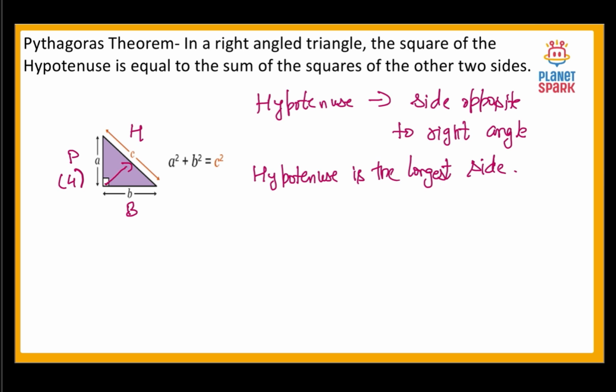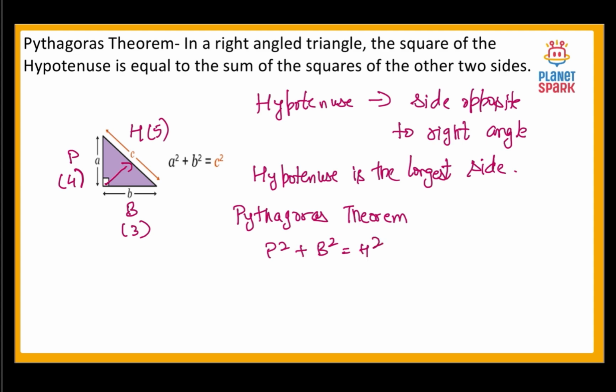Now remember, in Pythagoras theorem, if I have perpendicular taken as 4, base taken as 3 and hypotenuse taken as 5, then Pythagoras theorem states that perpendicular square plus base square would be equal to hypotenuse square. Perpendicular is 4, so 4 square. Base is 3, so 3 square is equal to 5 square. 4 square is 16, 3 square is 9, 5 square is 25. So LHS is equal to RHS as 25 is equal to 25.